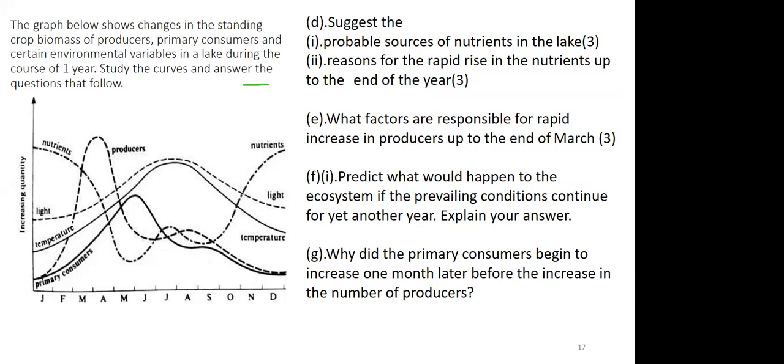So please predict what would happen to the ecosystem if the prevailing conditions continued for yet another year, and explain your answer. We shall stop on G. I had prepared a lot more, but the time hasn't allowed us. Maybe we shall look at the other question another time. I hope you did the other work I gave you and you discuss it among yourselves in your groups. So what would happen to the ecosystem if the prevailing conditions continue for yet another year?